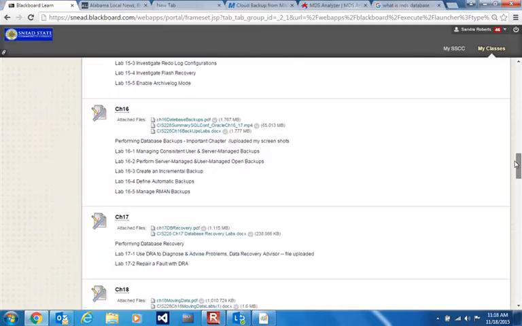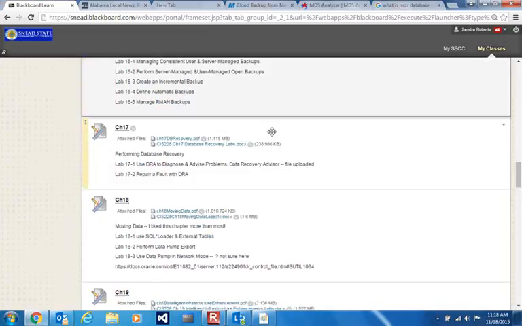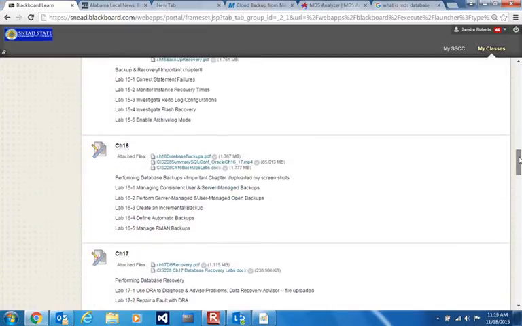Then in Chapter 16, we looked again at backups and managing server managed backups, or the users doing it themselves. Incremental backups, and we know that incremental is just what has changed. Then the automatic backups, and then the RMAN backups. So that chapter was all about creating your backups.